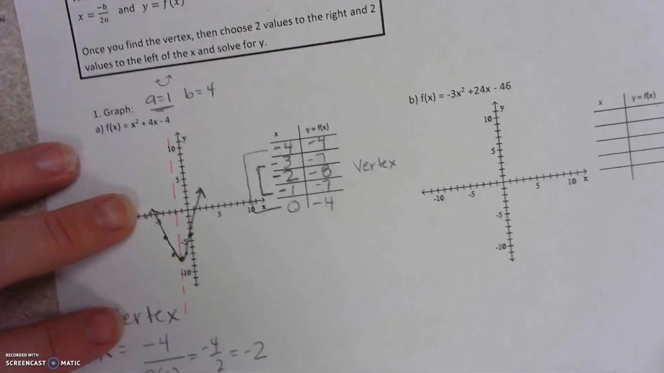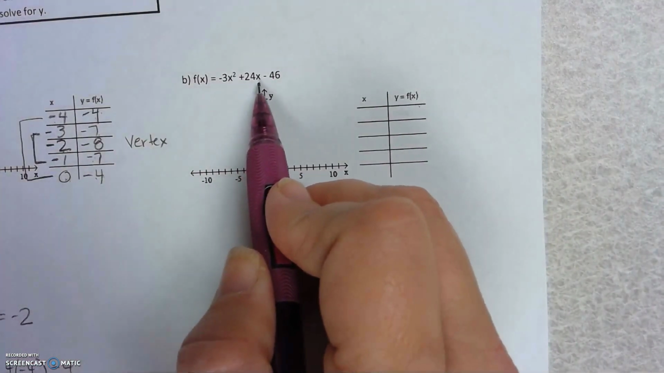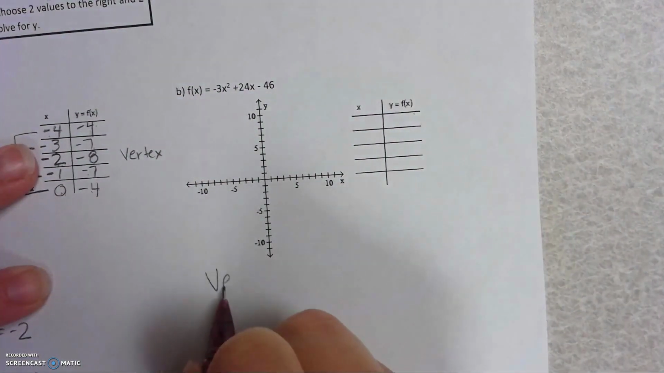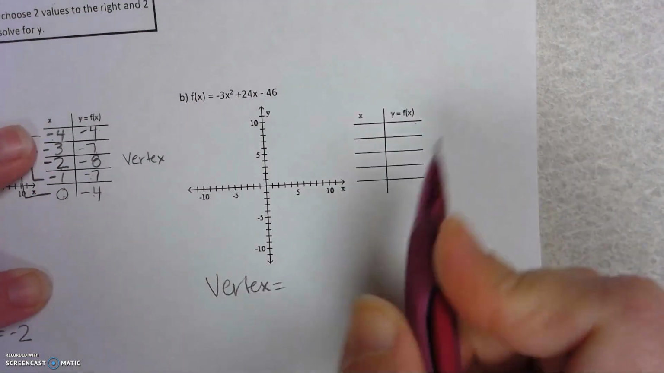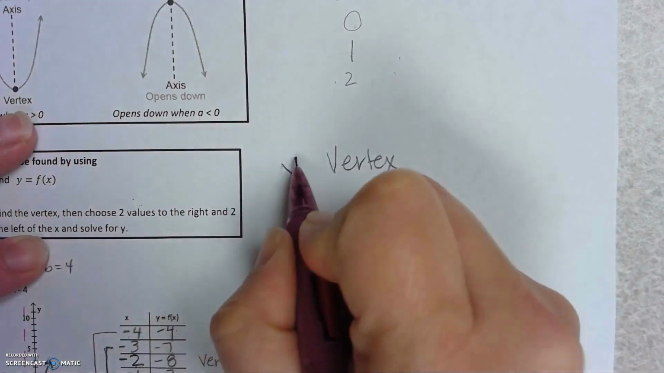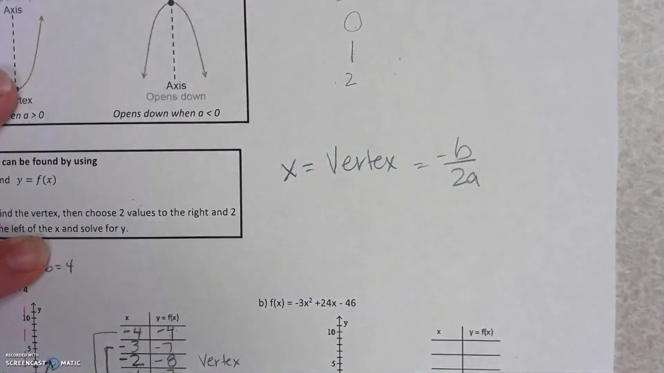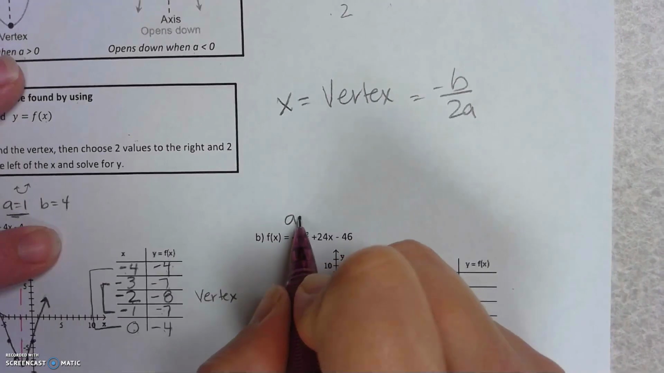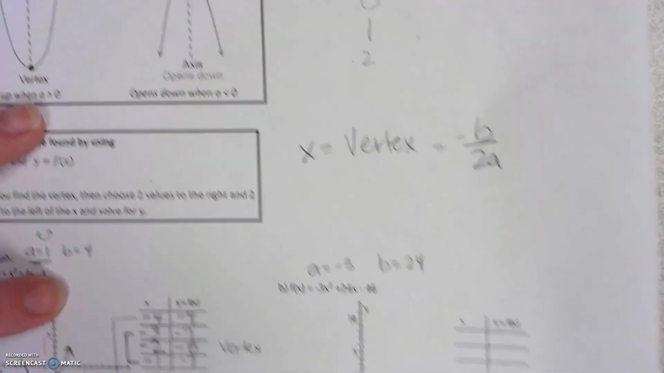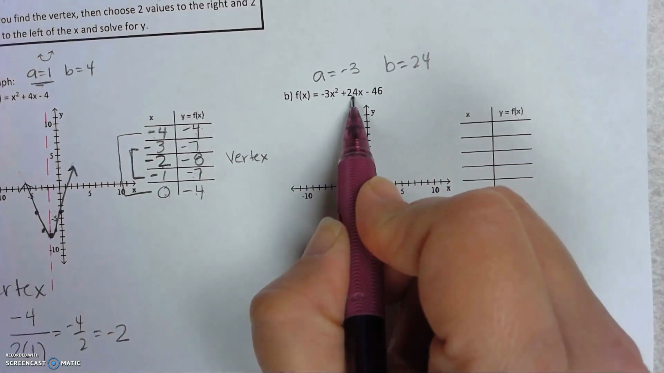Alright, let's look at the next one. We have negative 3x squared plus 24x minus 46. The first thing I'm going to do is find my vertex. Remember, the x coordinate of your vertex is negative b over 2a. In this equation, a is negative 3 and b is 24. Remember, a is always in front of x squared, b is always the number in front of x.